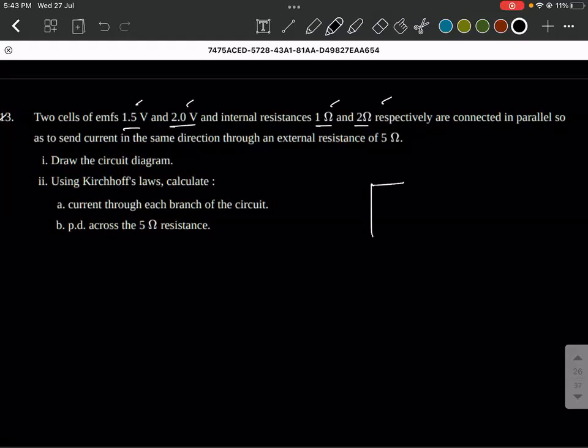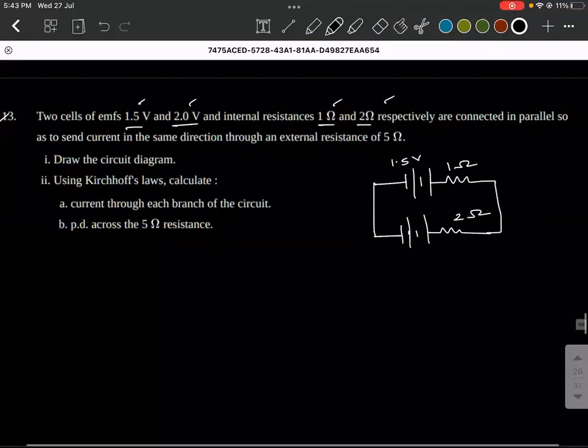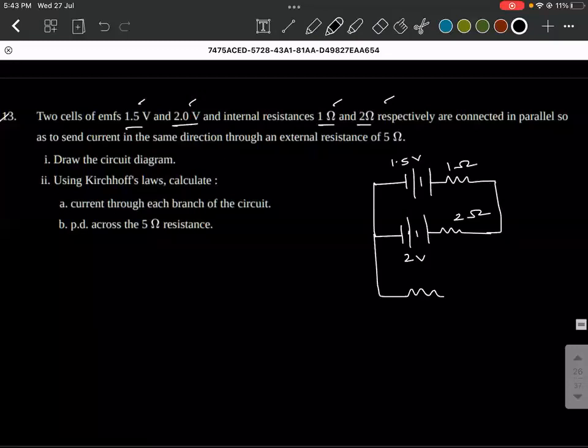So two cells (1.5 volt) and 2 volt, which is connected across an external resistor of 5 ohm. I hope this diagram is clear. Now they are asking to draw the circuit diagram. Yes, we drew it. Using Kirchhoff's law, calculate the current through each branch of the circuit.